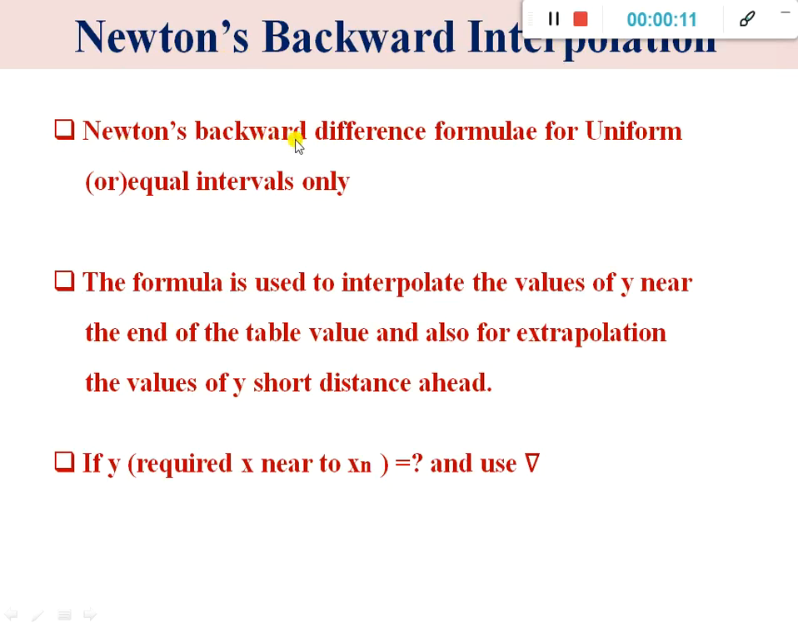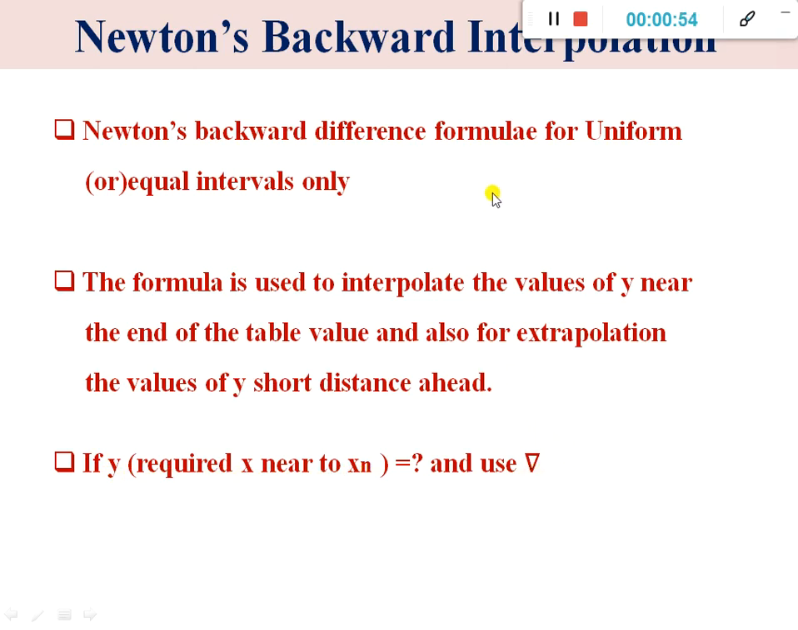Newton's backward difference formula is useful only for uniform or equal intervals. We can use it only for equal interval problems. The formula is used to interpolate the values of y near the end of the table, and also for extrapolation of the values of y a short distance. If we are using this formula for finding a y value, we require x near to xn, and we use the notation as delta.